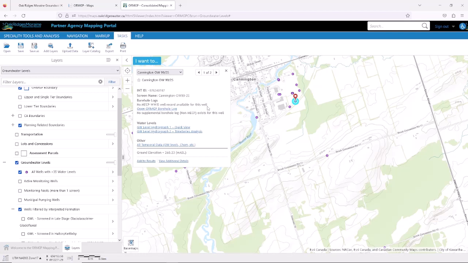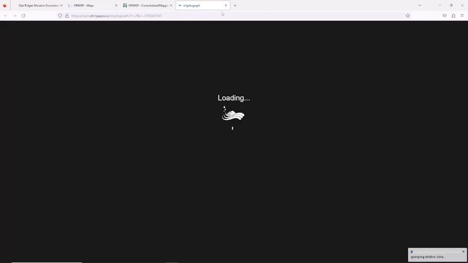The pop-up window shows me that there's two wells here. There's Cannington OW99 2S, S for shallow. If I pull this drop down open, there's also 2D for deep. So there's a nested pair here. Also in this pop-up, there's an opportunity to get into the water levels a little deeper. So I'm going to click on the time series. That opens up into Shiny Apps, which is one of our analysis platforms. This is loading all the data for the shallow and deep observation wells.